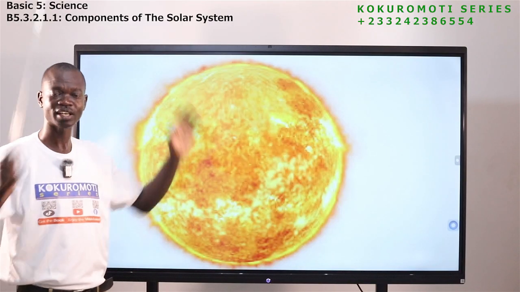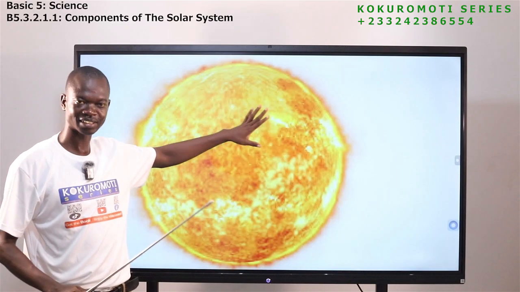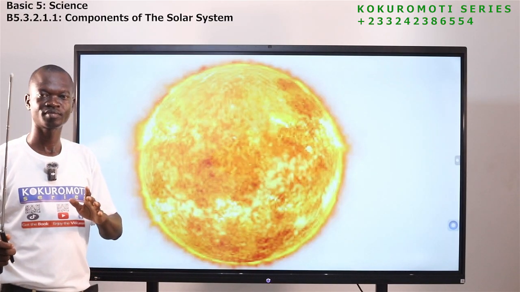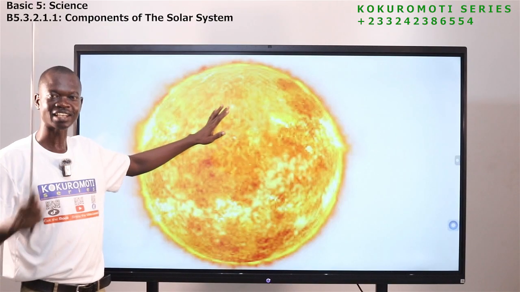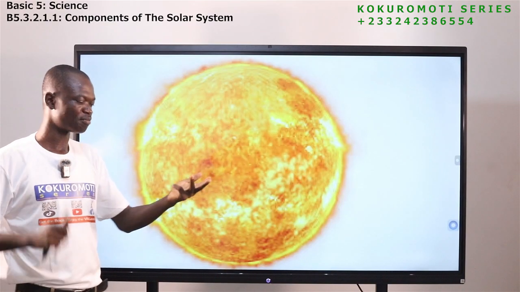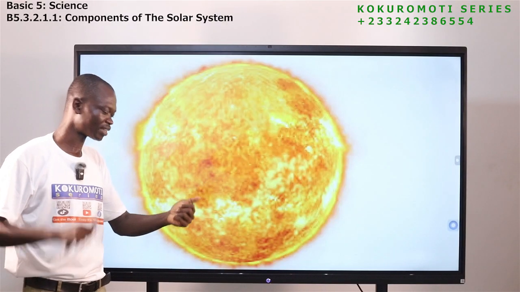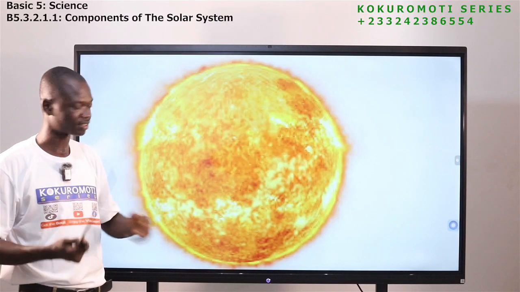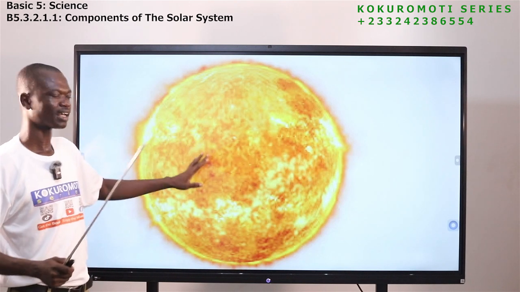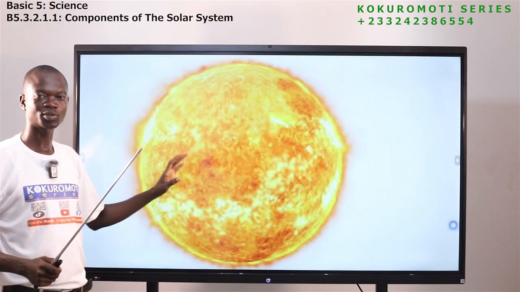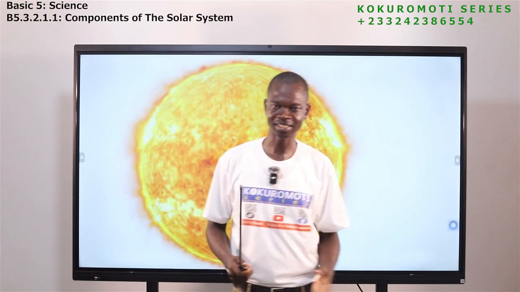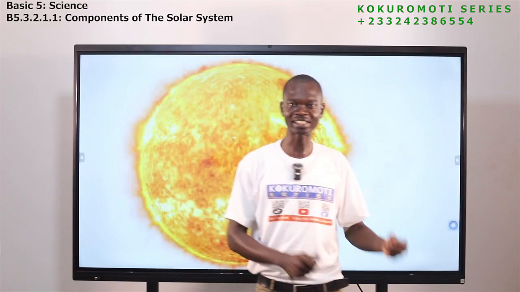So note that the sun is larger than each of the planets. The sun is bigger than Mercury, Venus, Earth, Mars, Jupiter, Saturn, Uranus, Neptune. The sun is larger than all of them. And it's like a burning ball. If something is burning, what happens? It produces heat, it produces what? Light. So the light that we get during daytime is from the sun.